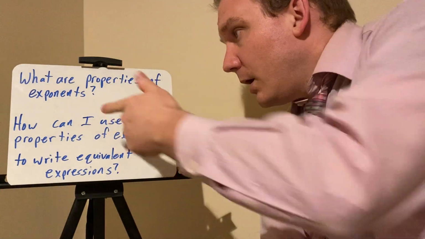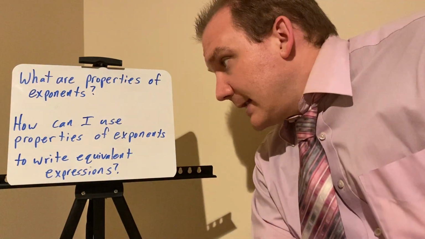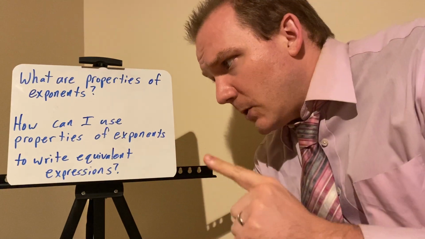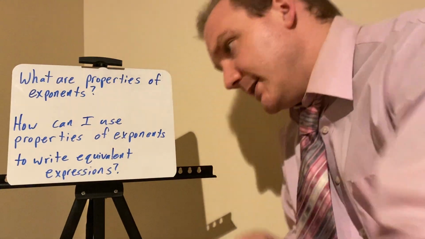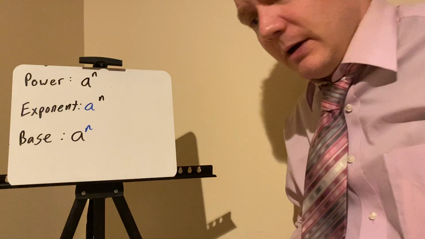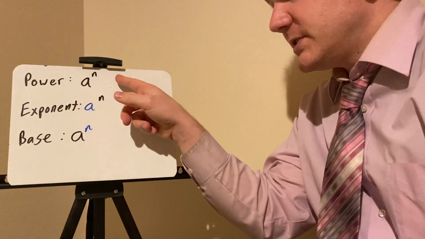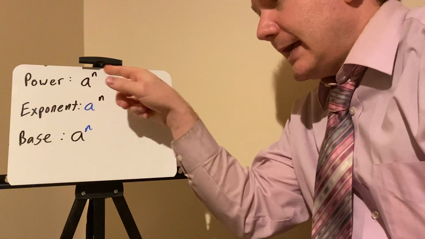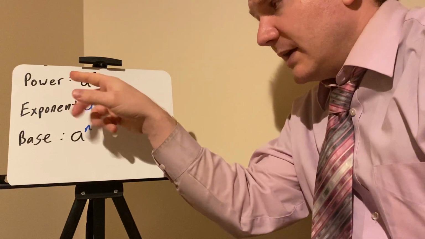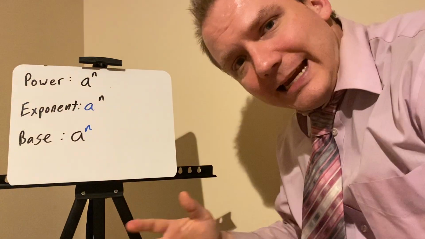Hey, so what are properties of exponents and how can I use properties of exponents to write equivalent expressions? Again, we're going to talk about a couple different properties here. So the first thing I want to review is a power is a to the nth. So when I say a to the nth power, that is a power.